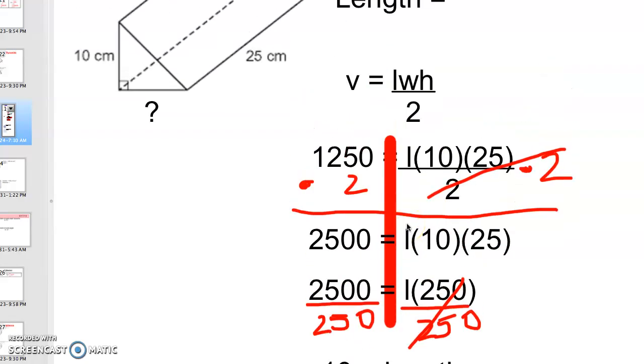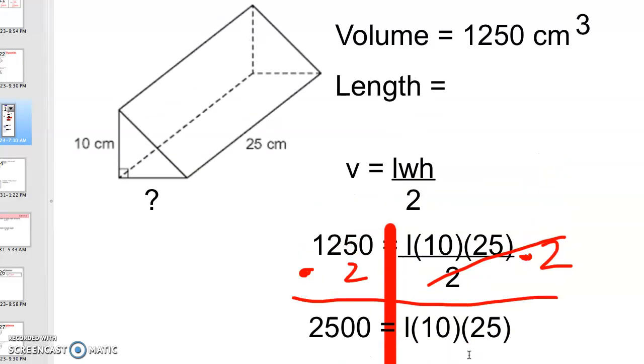Okay, so I'm going to go back. What we did was step 1, we wrote the formula. Step 2, we substituted in the value. So all I did was plug in the volume that was given, the width that was given, 10, and the height that was given, 25. And then I solved this equation. And you guys know how to solve. You guys are actually really good at solving equations, which is great. That's going to help us here.